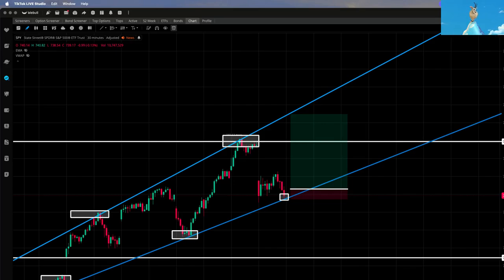What pair is this? This is not necessarily a pair, Ninja, but this can be applied to Forex as well. But no, this is not a currency pair. This is SPY, the S&P 500. This is the stock market, not the Forex market. However, all of the information in this live stream can be applied to futures or Forex or stock options.